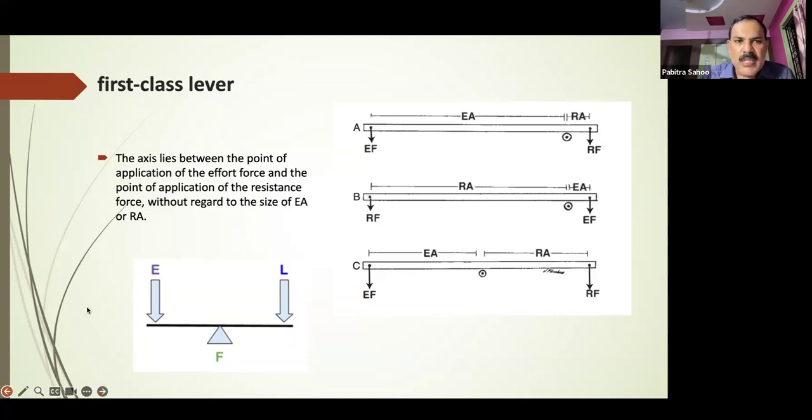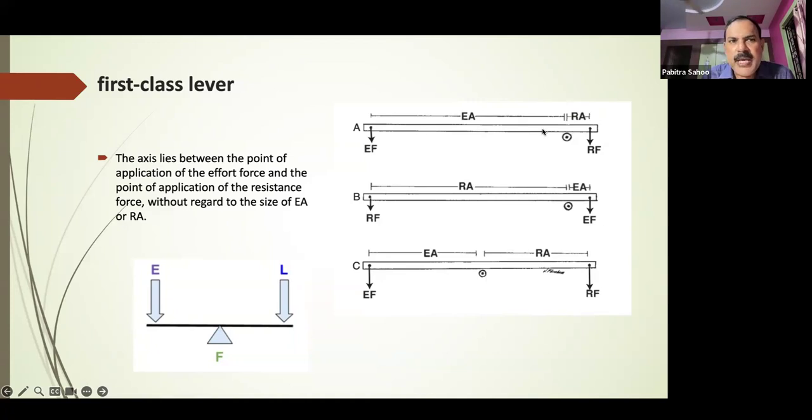So this is about the first class lever, where the fulcrum is at the center, and one end is the effort force, and the other end is the load or resistance force. But the position of the fulcrum changes between the effort arm and the load arm. When the fulcrum is towards the effort force side, the resistance arm is longer and the effort arm is shorter. In another way, in this picture, the resistance arm is shorter but the effort arm is longer.